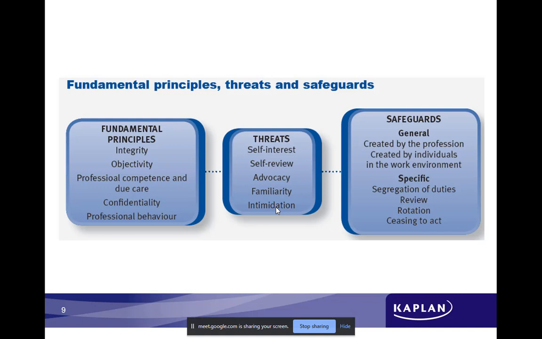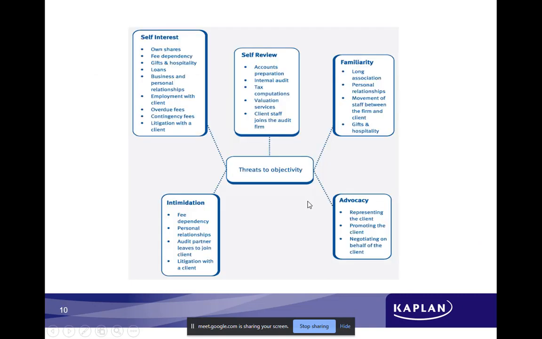Another threat, the second threat, is self-review. We will talk about it. The third one is advocacy threats, familiarity threats, and intimidation threats. We'll talk about all of them. And lastly, we'll talk about what the auditors can put in place to reduce these threats to the barest minimum so that there are no problems.